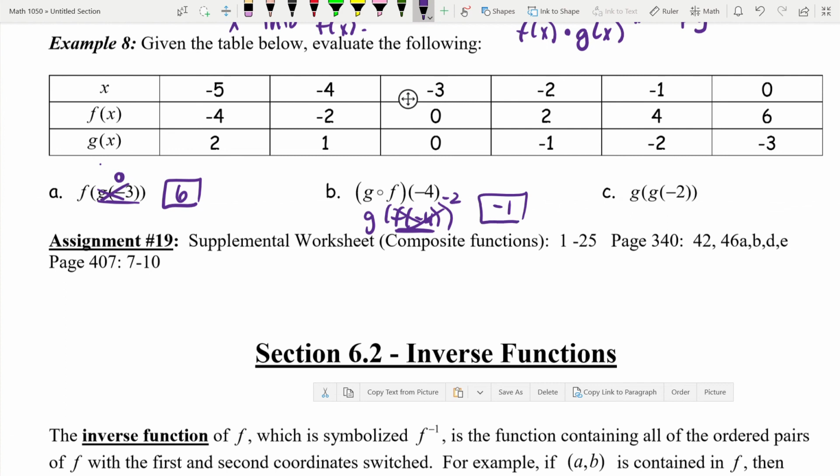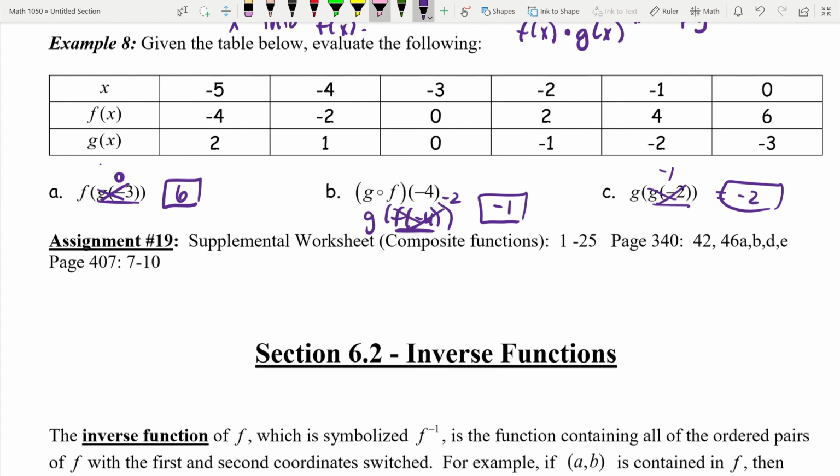Give me some feedback. Okay, great. This one looks weird because it's g of g. Well, watch what happens. -2 is your x value. Go here. What's your g of x? -1. So now you're finding g of -1. Go to an x value of -1. Go to your g of x. What do you get? -2. That's it. Okay, who says I'm good? Let me see. Okay, great.